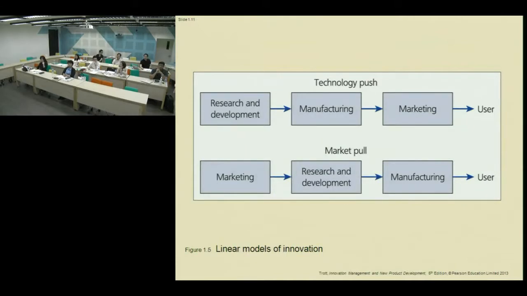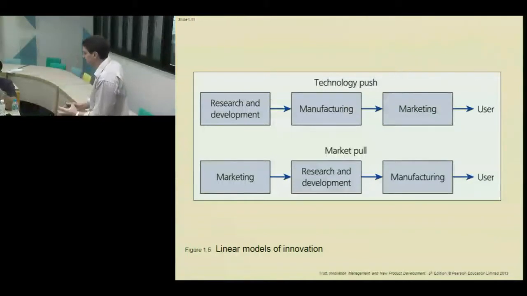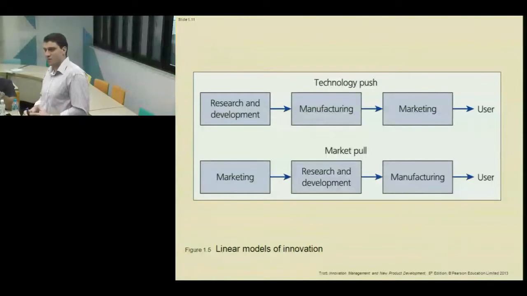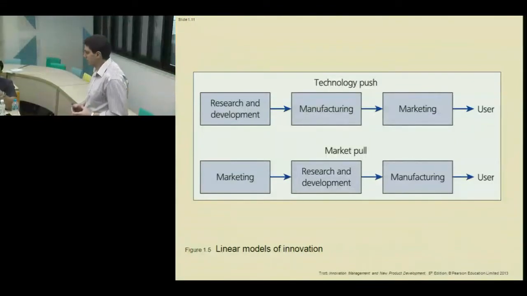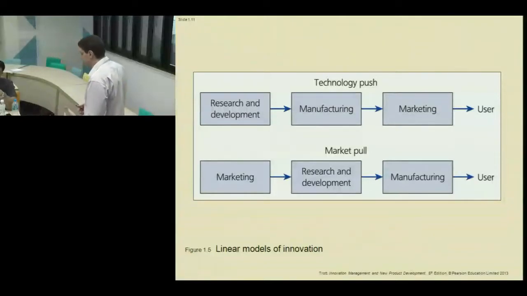Previous time we talked about the technology push and market pull. Now you can see two linear models of innovation. First, with the technology push, we have the research and development unit within the organization. They do research. Then we have the manufacturing, the production of the outcome of the research. So research and development comes with a new concept.